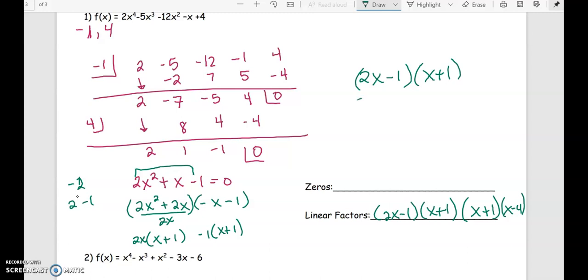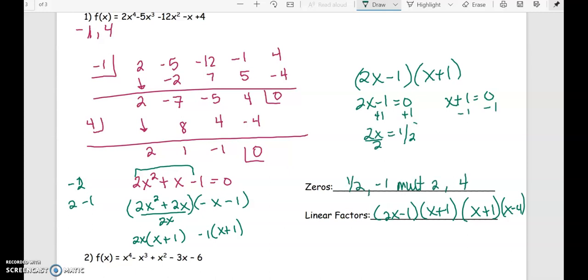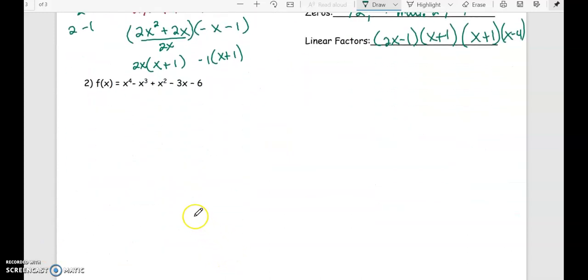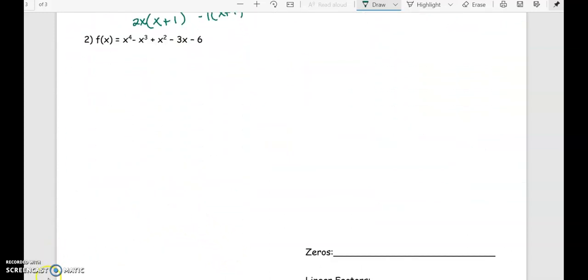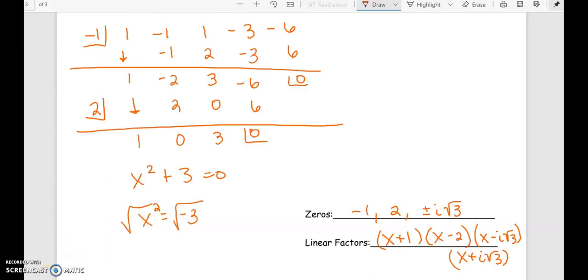And then I'm going to solve these to get my zeros. So I got 1/2 as an answer. I got -1 as an answer. Well, I already had -1 up here. So what I do is I put -1 with multiplicity, which we abbreviate, of 2, meaning I have two -1s. And then 4, which was up here. And so there's all 4 of my factors, and here's all 4 of my zeros. Go ahead and try this last one, and I will post the answer here for you to check with. All right, and there's your answer for that last one.